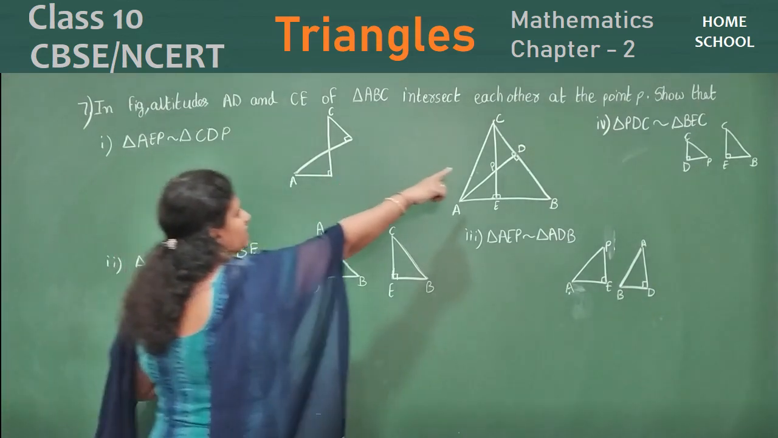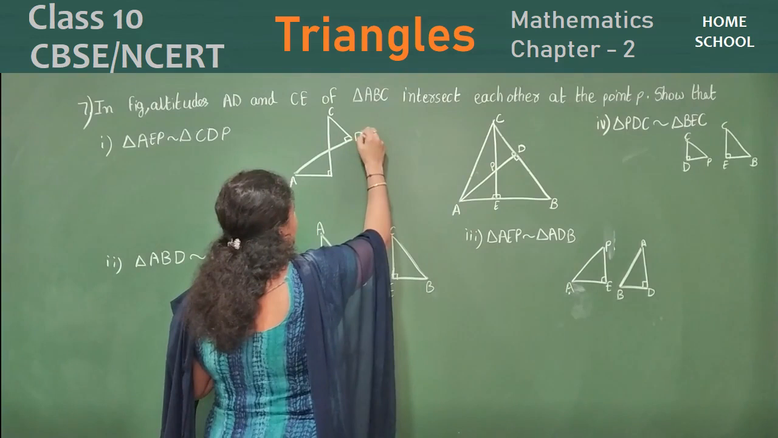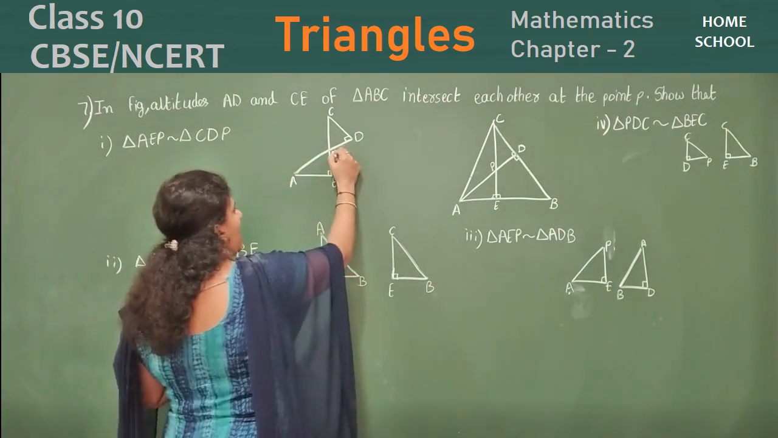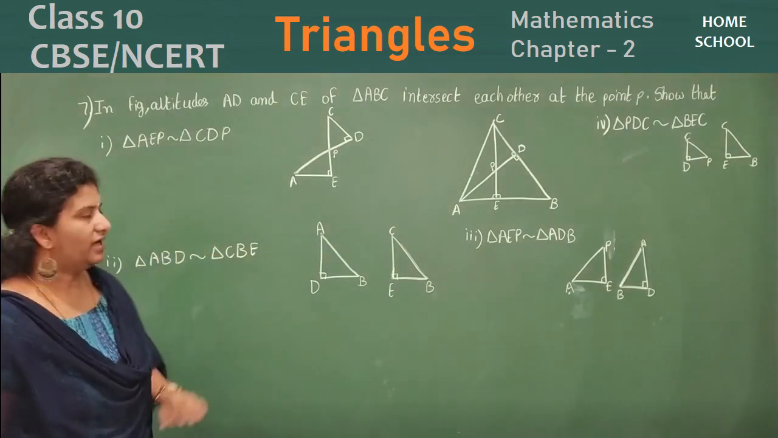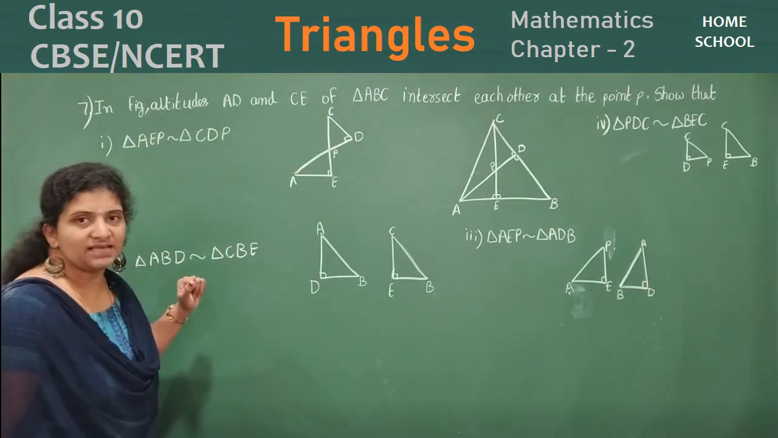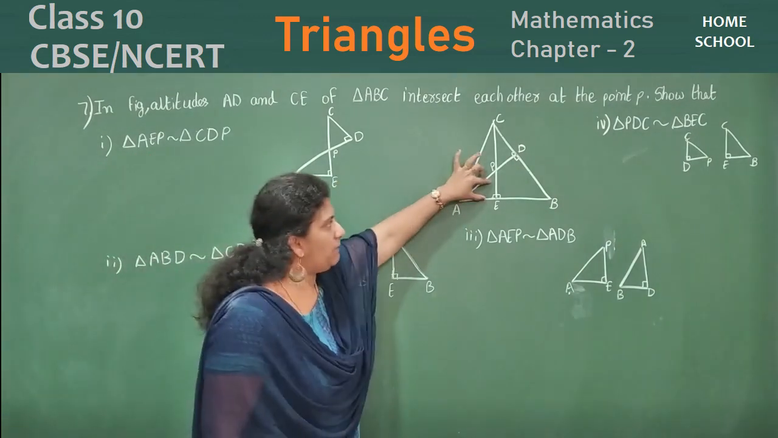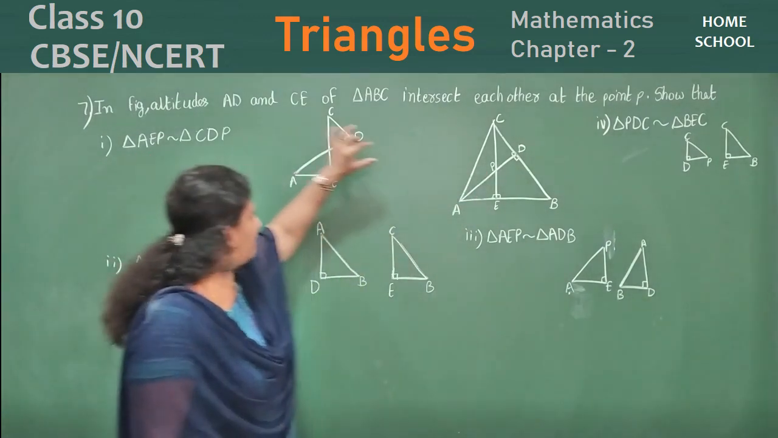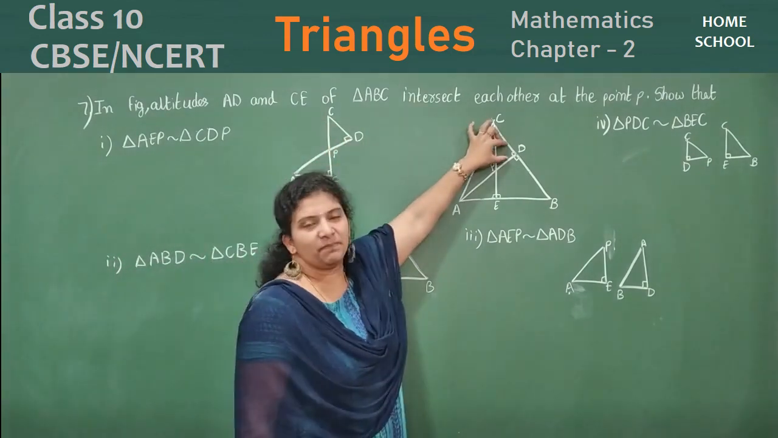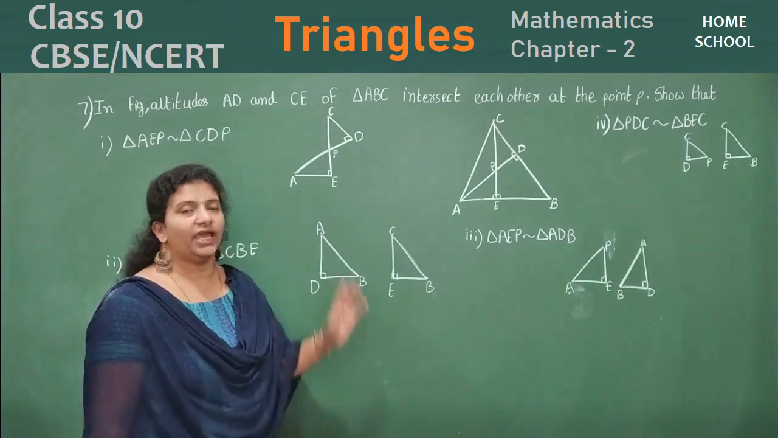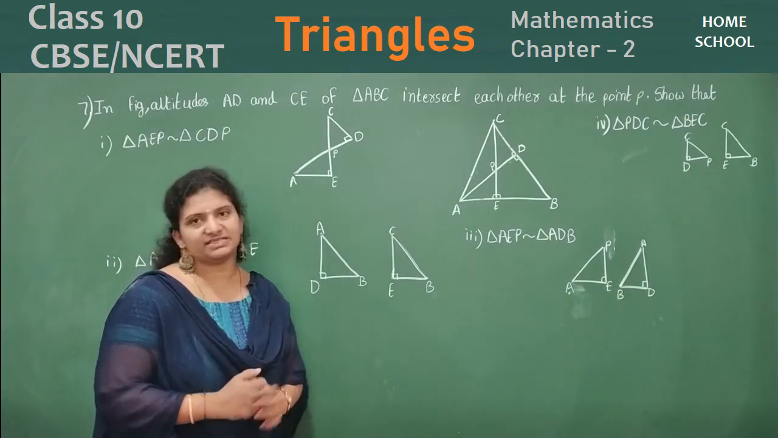So let me observe there. Where is that? This is CD and this is AE and they are intersecting at P, right? What are the triangles asked here? AEP and CDP. Triangle AEP I have picked and drawn here, and triangle CPD I have taken and drawn here separately in order to compare and understand, right?